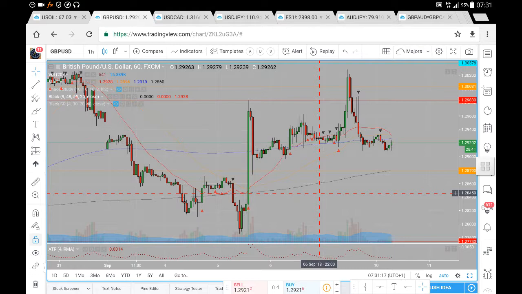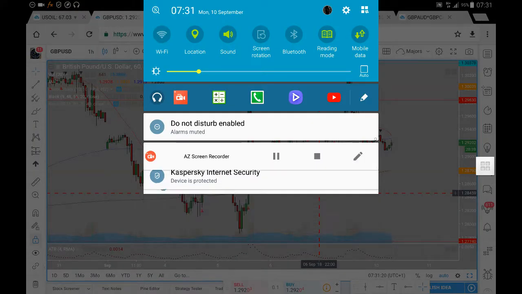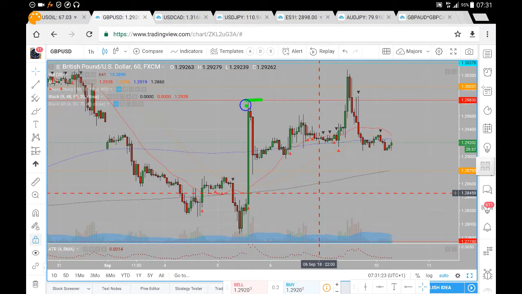Let's just make sure. Yep, so we previously tested this 29.83 to the pip. Perfect test, had a pullback. Didn't quite get down towards this 28.79. Tested the 129. In around the 129 we do have the 200 period moving average. Tested the 200 period average on several occasions, held as support.